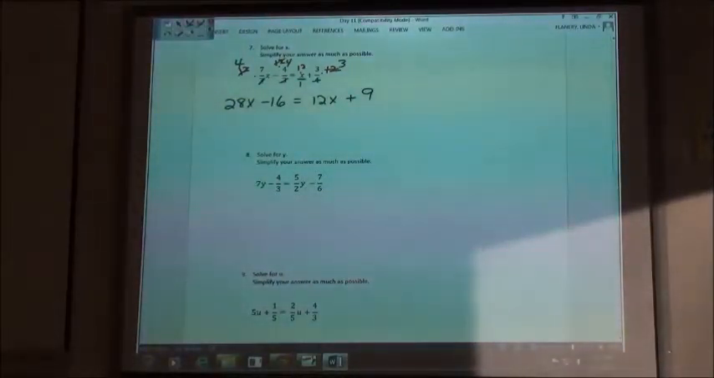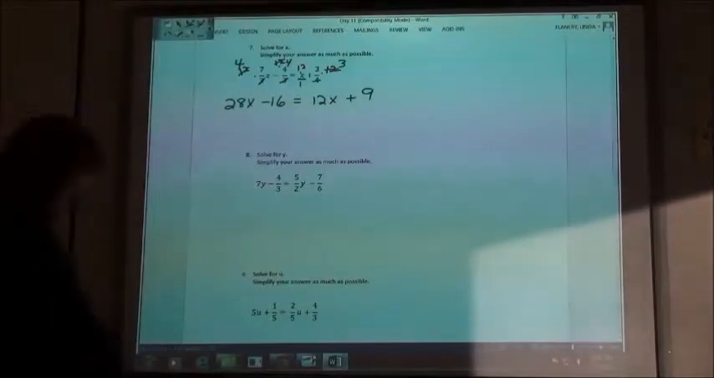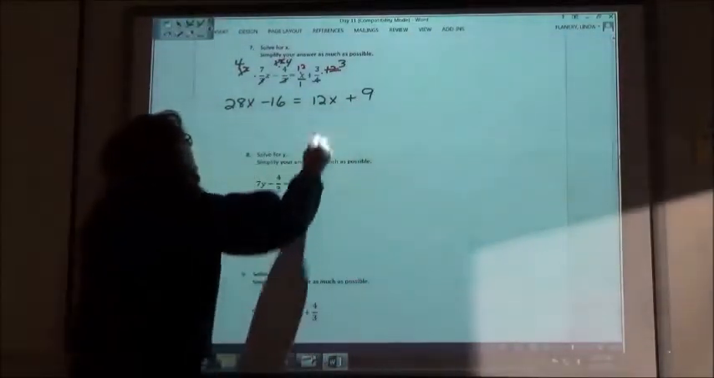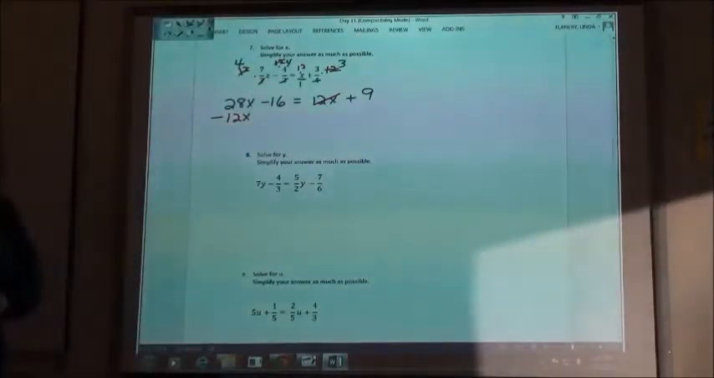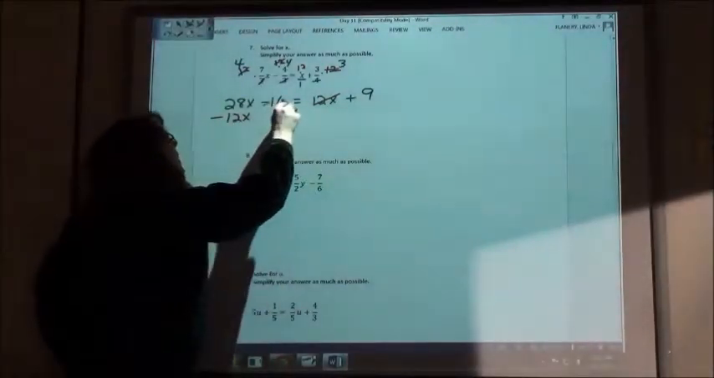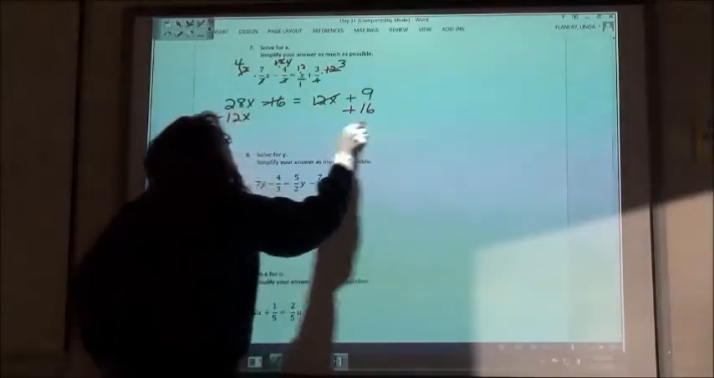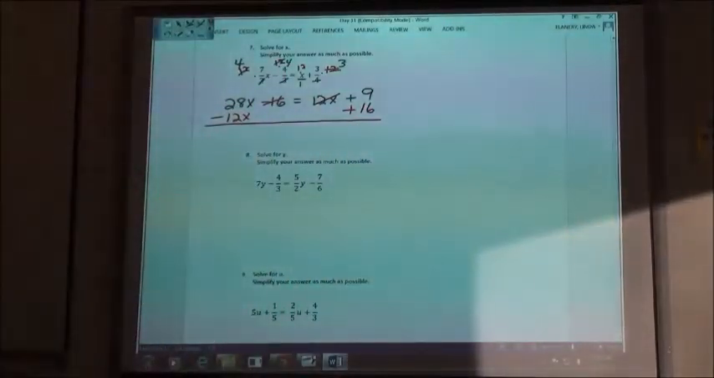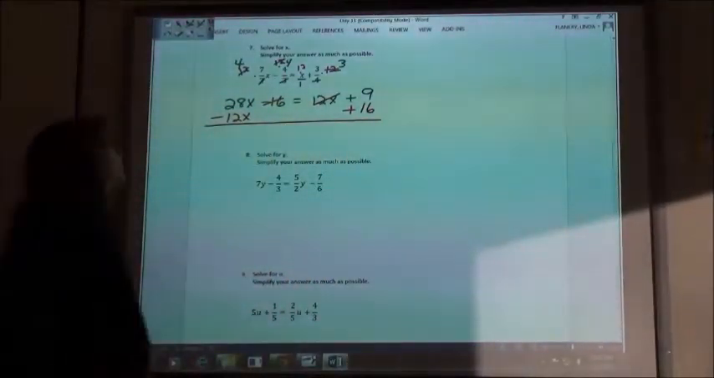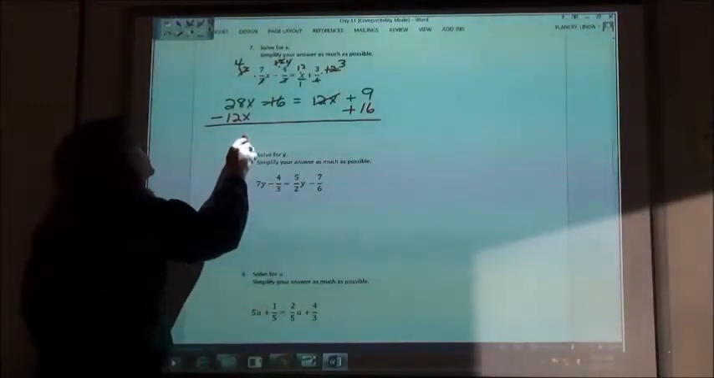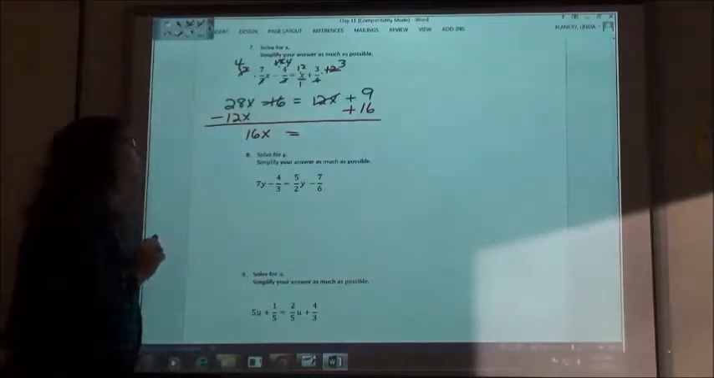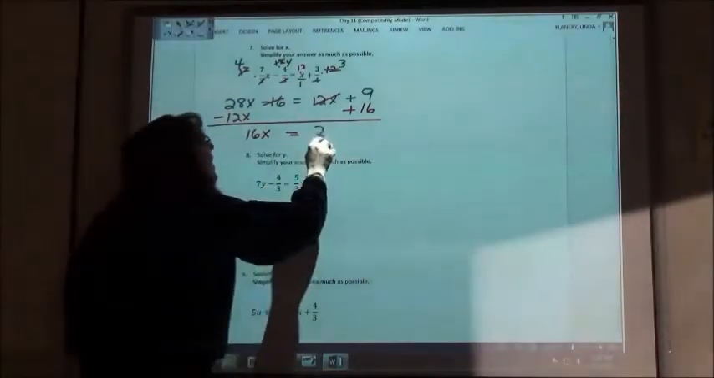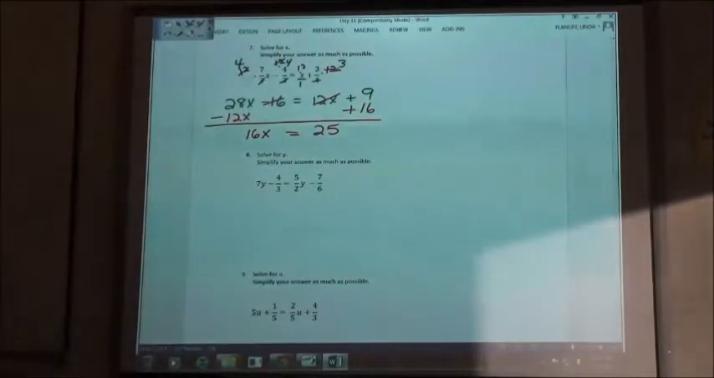So now how do we solve that? What are we going to do? We're going to put the 12x over by 28. So we're going to minus our 12x, and your 16 is going to become positive 16. Plus 16, exactly. So we would get minus 16x plus 25 equals 25. 16x equals 25, and then we divide.